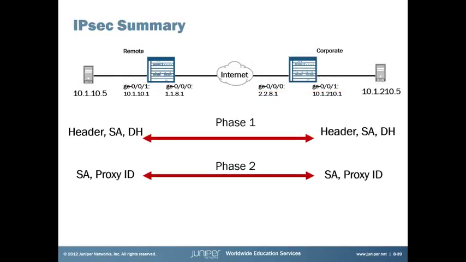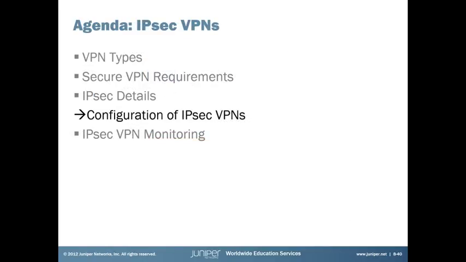Okay, so the IPsec summary is we've got phase 1. With our header, we're going to create a security association. We're going to use the Diffie-Hellman key exchange to create a session key. In phase 2, we're going to use our security association, I think, with a proxy ID to set up our encryption for phase 2. And then we'll create our tunnel across which our data will pass.